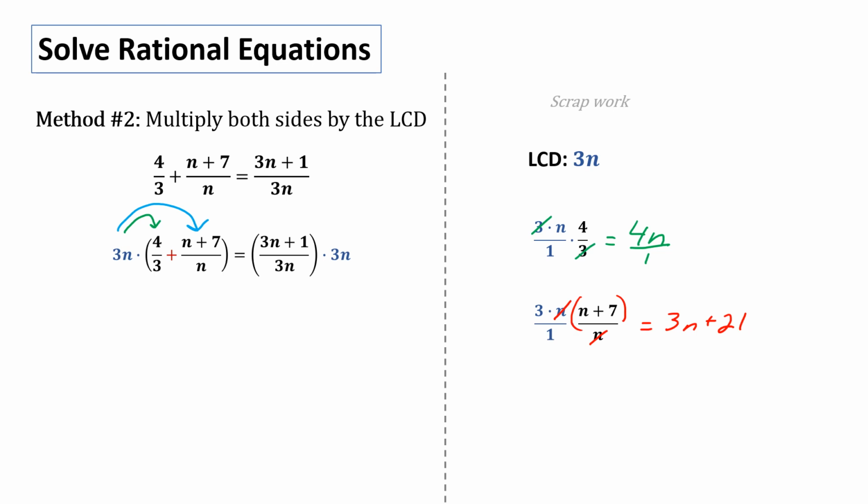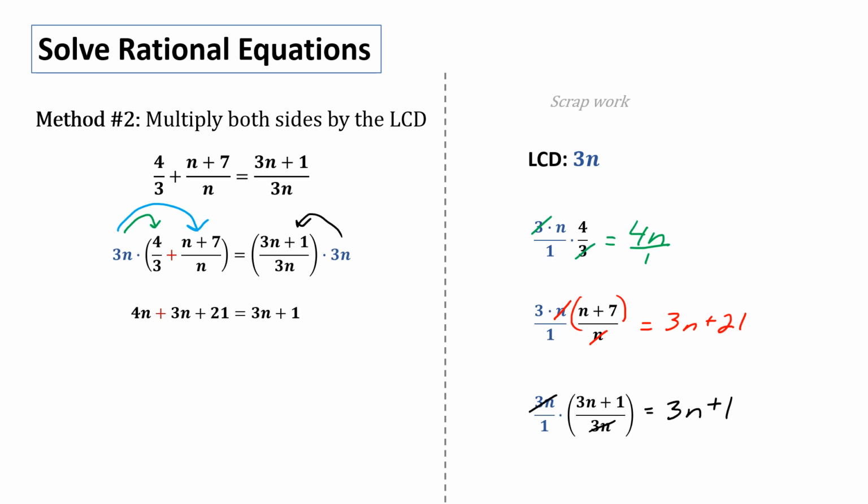And last, multiply 3n by the right side. Here's what that looks like. That's a little bit easy because 3n and 3n, those factors, they cancel out. Again, canceling out means that 3n divided by 3n is 1. And all we're left with is 3n plus 1. So I'm going to summarize all that right here.